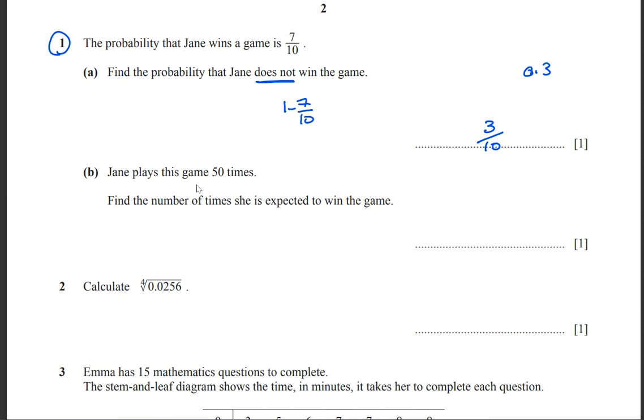Jane plays this game 50 times. Find the number of times she is expected to win the game. So what we have to do is multiply 3/10, what we got from here, by 50, equal 35.